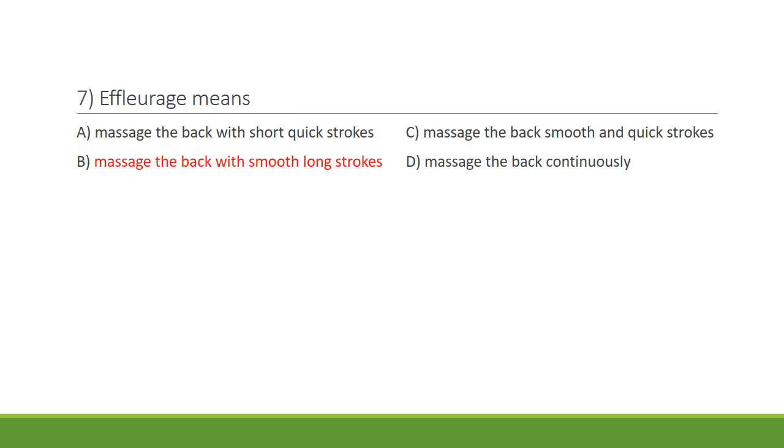Next question. Effleurage means A. Massage the back with a short quick stroke. B. Massage the back with smooth long strokes. C. Massage the back with smooth and quick strokes. D. Massage the back continuously. Right answer is massage the back with smooth long strokes.